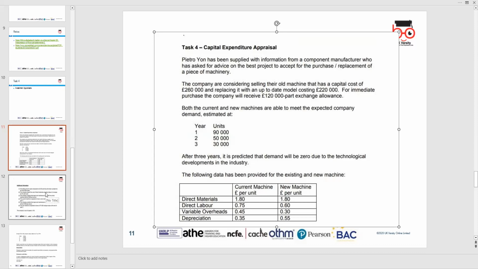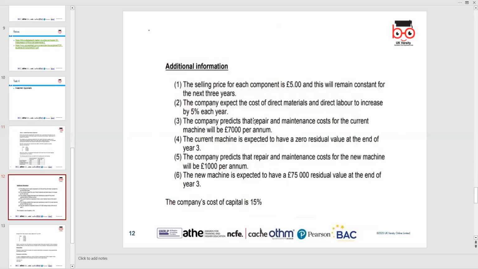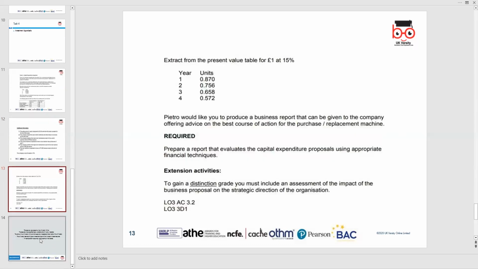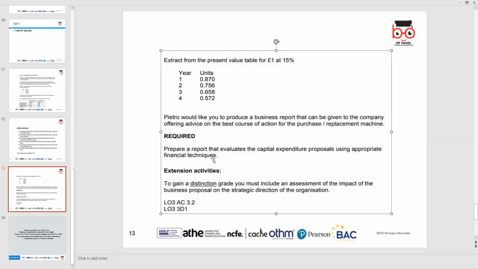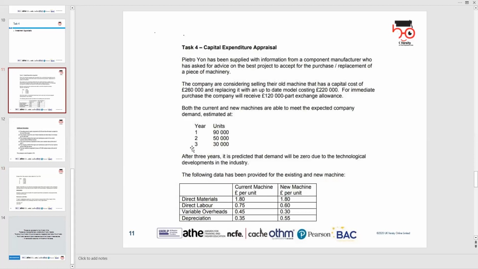This is particularly to do with payback, and you tell us what you need, the company's cost of capital. It gives you the additional information, and you are asked to prepare a report to evaluate capital expenditure using appropriate financial techniques. So you can use ARR, you can use payback, you can use DCF, to tell us which project you're going to invest in and why, the advantages and disadvantages, and how much return you're going to get, and so on. Okay, so this is task number 4. This is sometimes a little bit difficult.